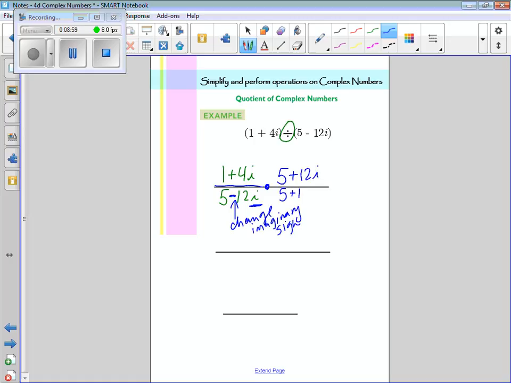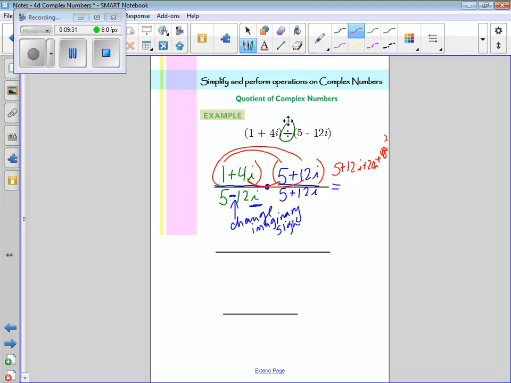When you multiply this out, you're going to multiply this binomial times a binomial. So 1 times 5, 5. 1 times 12i, 12i. 4i times 5 is 20i. And 4i times 12i is 48i squared.